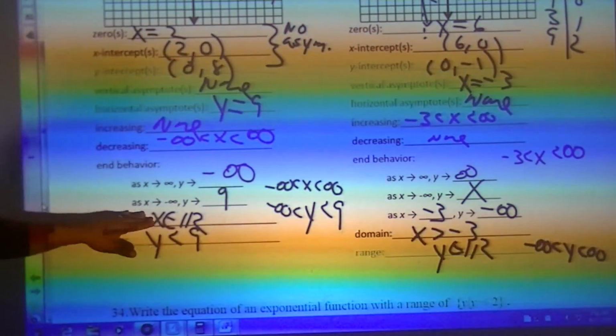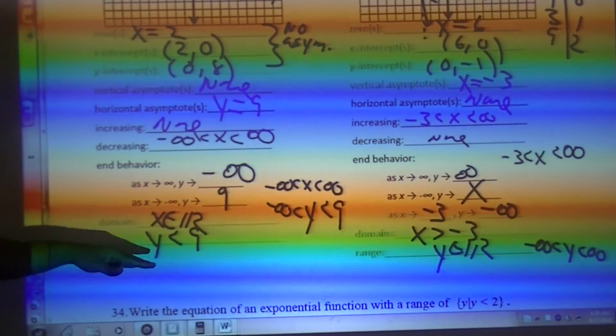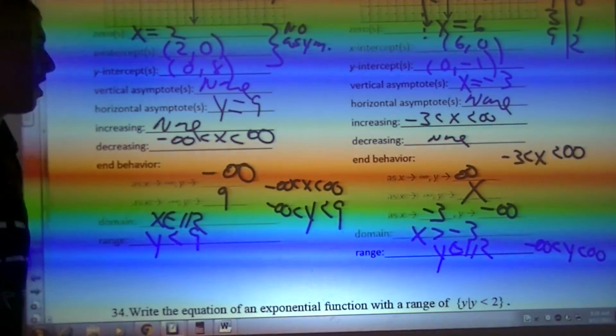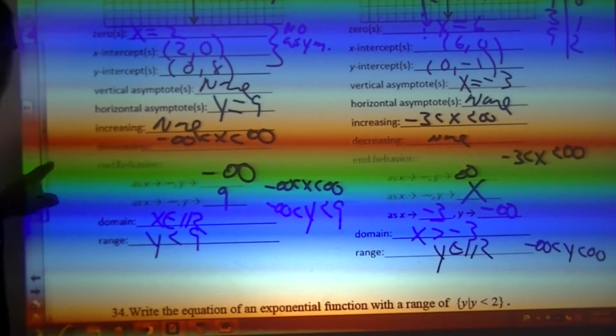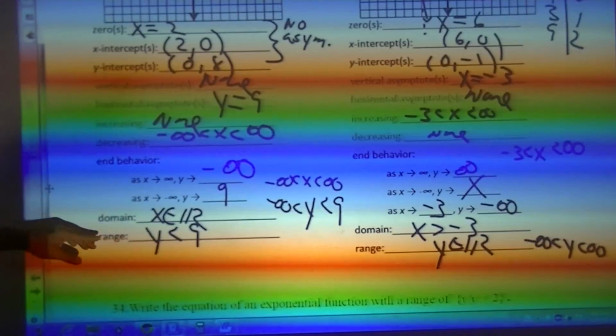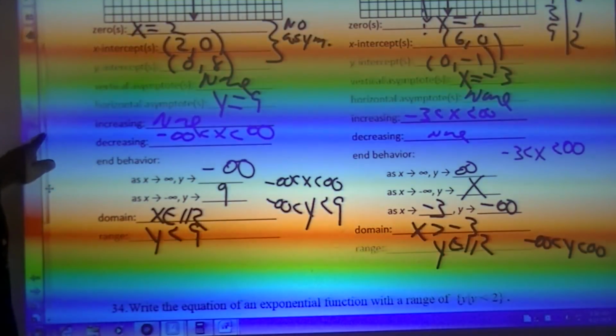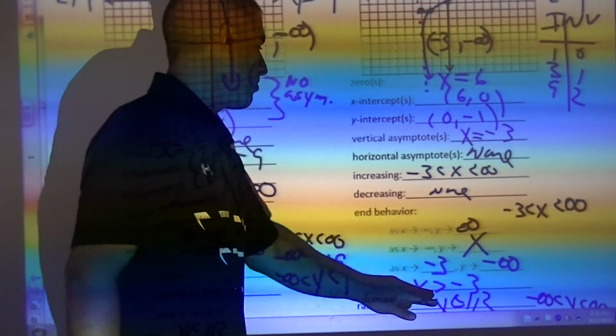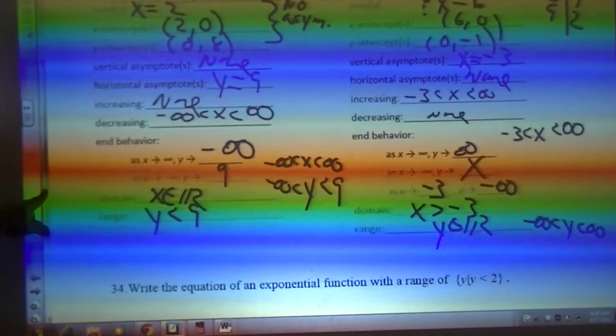As you can see, domain and range switch which ones are all real numbers. These inequalities involve their asymptotes. If you want to look at it this way, if it's below the asymptote, the range will be less than. If it's to the right of the asymptote, it will be greater than. That's another way to look at it.